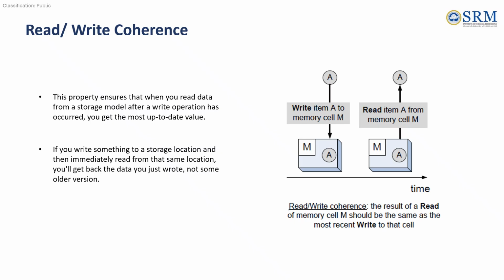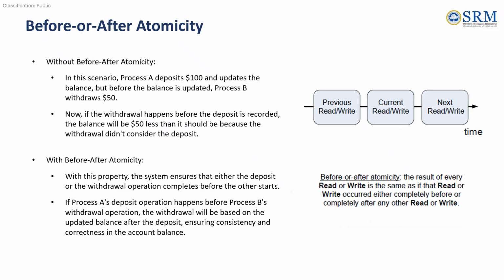Now, let us move on to before-or-after atomicity. Consider a banking example with two processors operating on the same account. Process A deposits $100 into the account while process B withdraws $50.